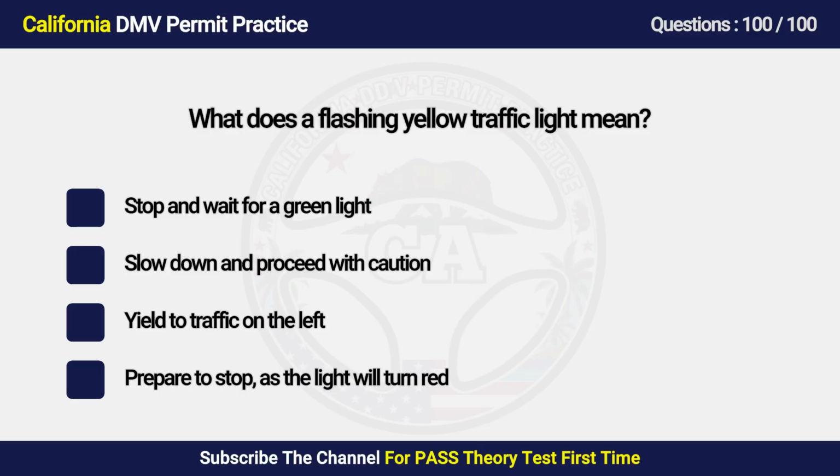Question 100. What does a flashing yellow traffic light mean? A. Stop and wait for a green light. B. Slow down and proceed with caution. C. Yield to traffic on the left. D. Prepare to stop as the light will turn red.